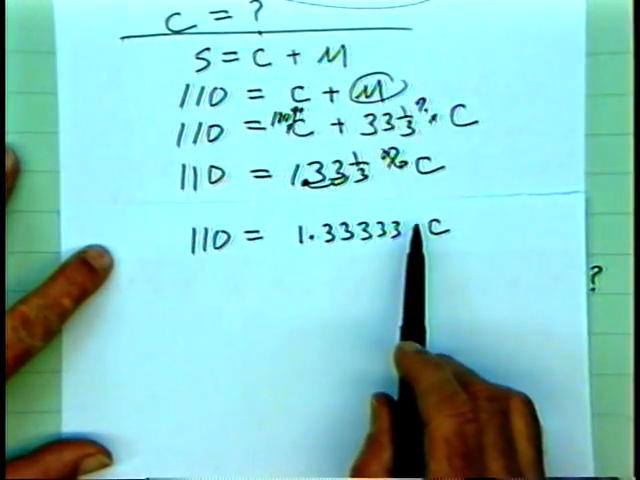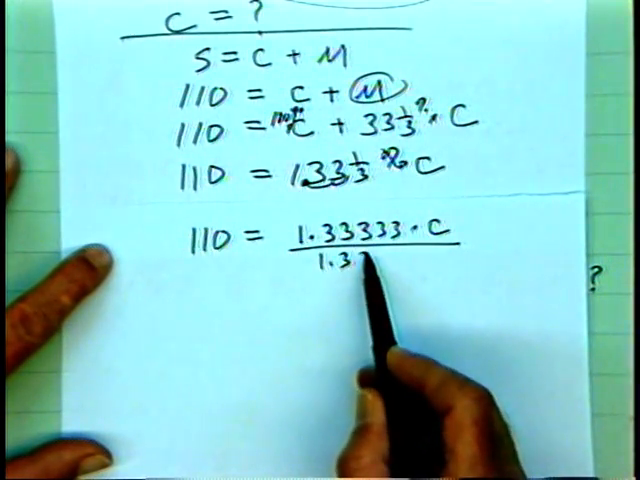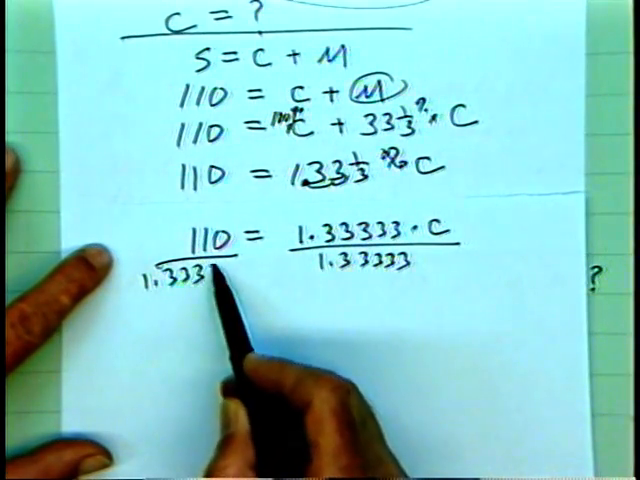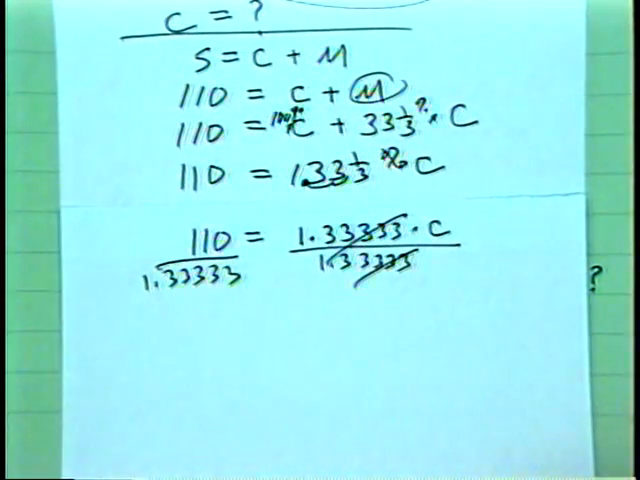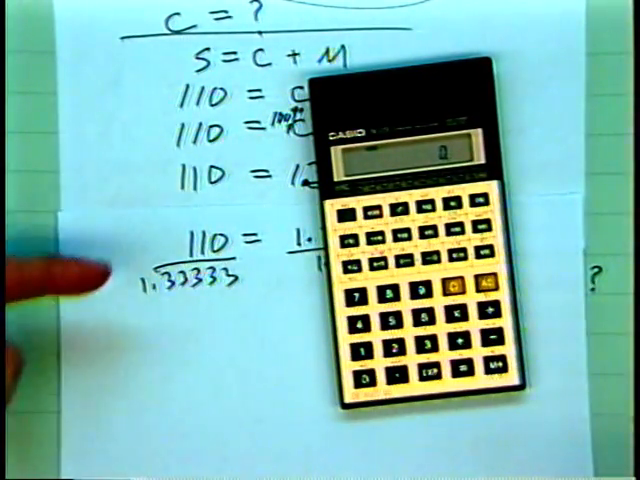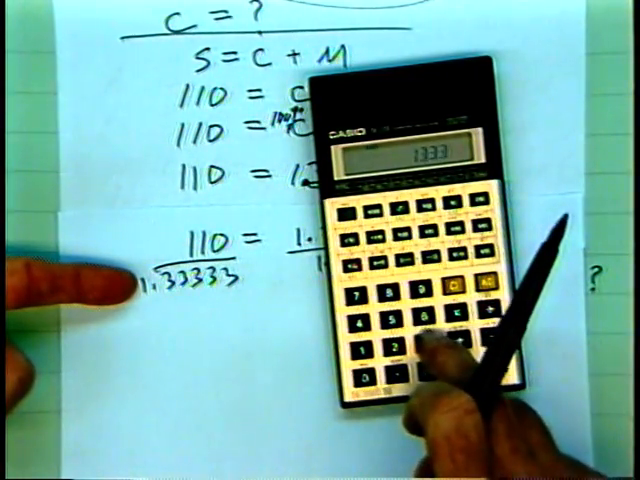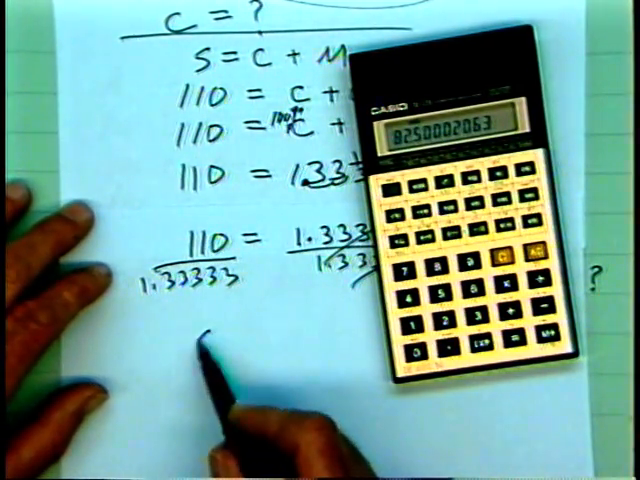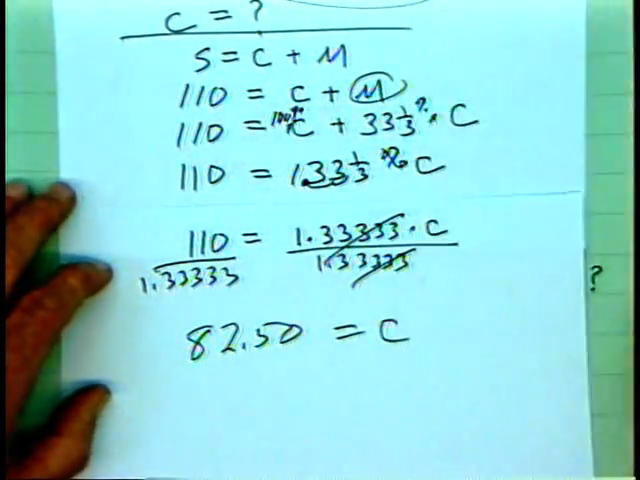Now we have something times the variable equal to something. So we undo multiplying by dividing both sides by the same quantity. And this is cost is 110 divided by this. And since we have a lot of decimal places there, it probably would be better to do this division by calculator. And rounding off to the nearest penny, we can see that $82.50 is the cost.